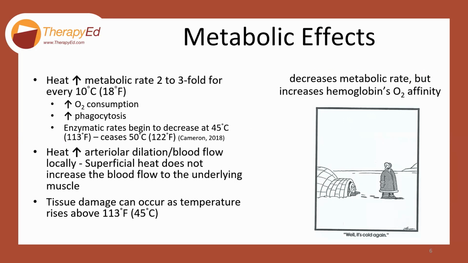So, a couple things. Always, as you're going through anything that you do, you should understand those physiological effects. And we know that one of the things that happens with heat, it increases metabolism, and that's great, right? You increase oxygen consumption, increase phagocytosis, and then enzymatic rates do increase, but they begin to decrease when you get to too high of temperatures. So usually above 113 degrees Fahrenheit, you begin to see a decrease in that enzymatic rate.